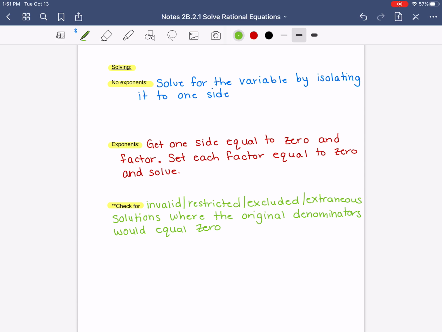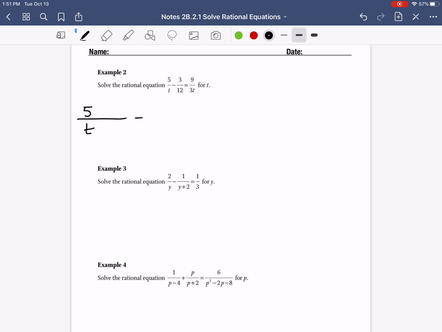Okay, I think we have 3 more examples to do. Example 2, 3, and 4. So this is on page 50 of your workbook. The way that I go about it is I write my division bars nice and long. So I have 5 over t. I'm going to take my negative and distribute it to the top. So it'd be negative 3 over 12 equals 9 over 3t. Okay, so I made my division bars nice and long.